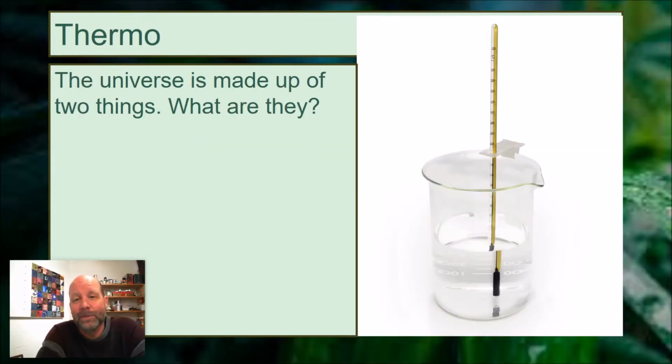The universe is made up of two things. They're matter and energy. Everything can fall into those two categories. And what's especially interesting is that you can turn one of those into the other, which is what happens in things like stars and other nuclear reactions. We're turning matter into energy. But so that's the universe.